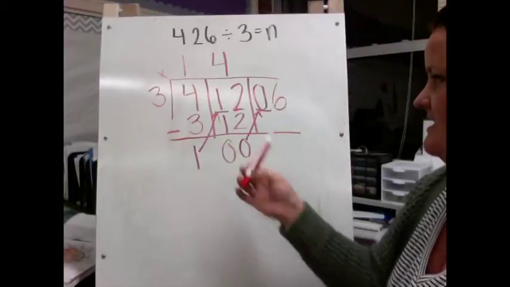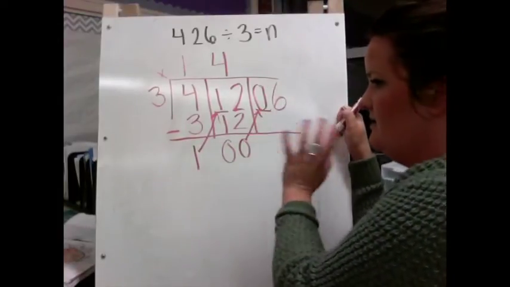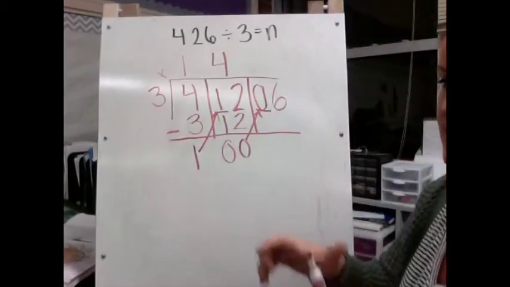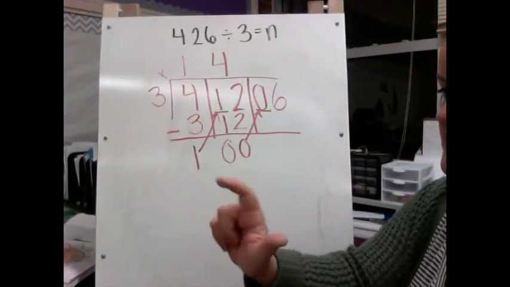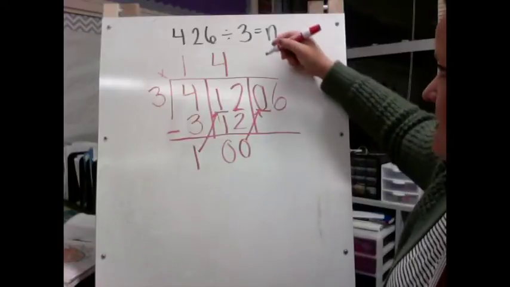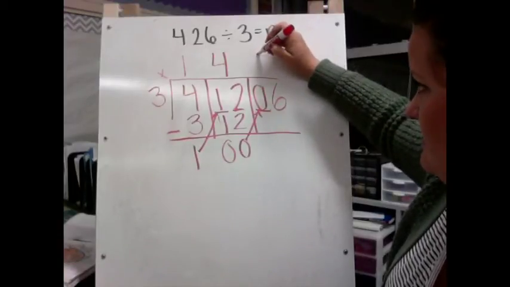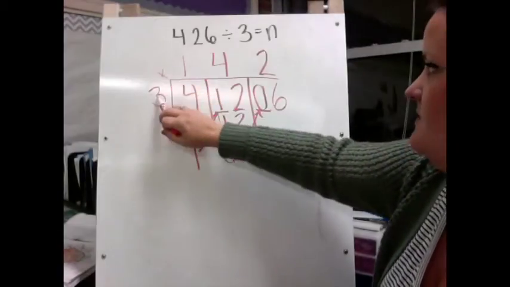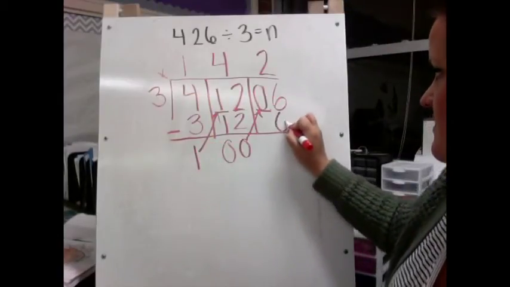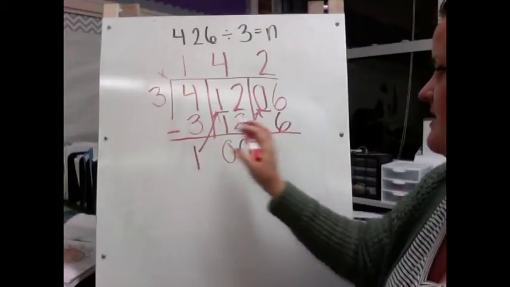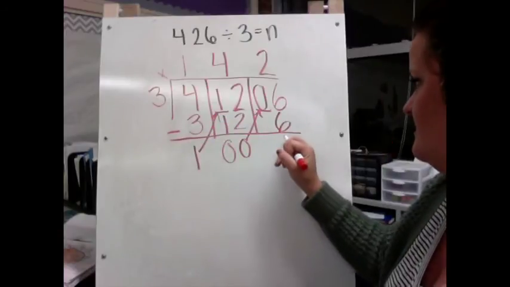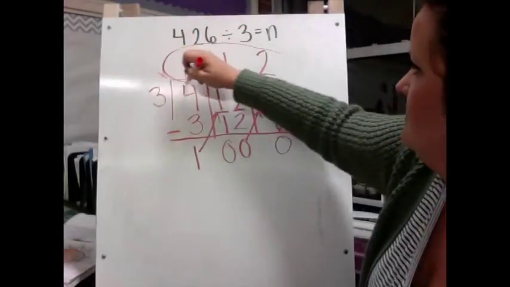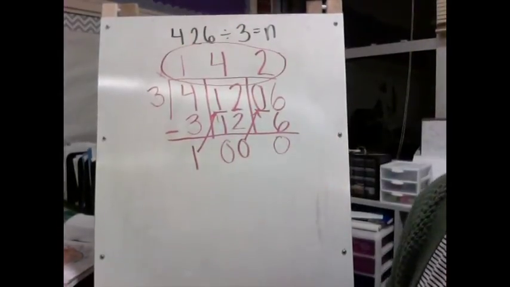So now I have to ask myself again, same rules as we get into each apartment. What times 3 will get me closest to 6 without going over? So 3, 6, 9. 3 times 2 will get me exactly 6. So the 2 goes on top of the apartment building, and then 2 times 3 is 6, and the answer goes in the apartment. So 6 take away 6 is 0, so I have no remainder. So my answer to the equation is 142 in each group.